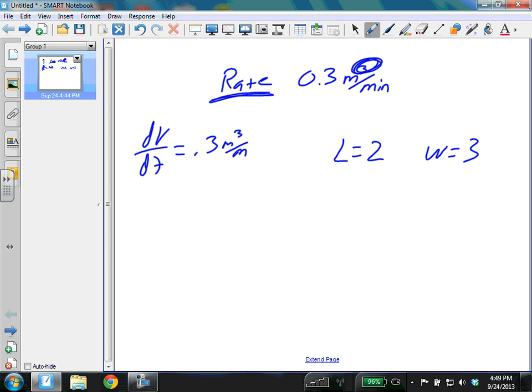Now hopefully you can tell from the fact that we have a dV/dt, this volume right here, that the formula we're going to be using is for the volume of a rectangular prism, which is length times width times height. In this problem, the length and the width are both given as 2 and 3. That's the dimensions of the bottom of this rectangular tank. Now, it then goes on to say that water is pouring in at 0.3 meters cubed per minute. How fast is the water level rising?